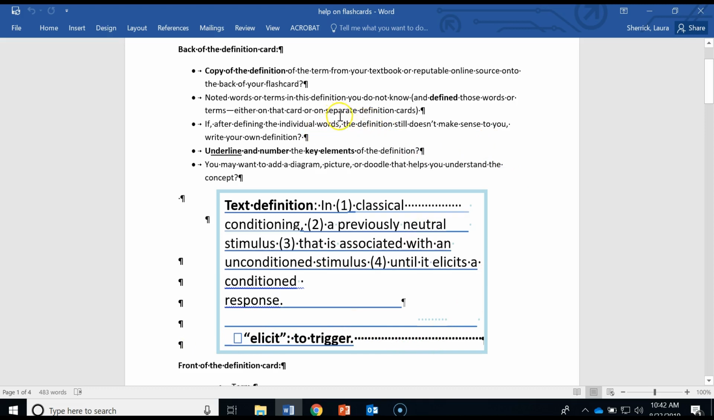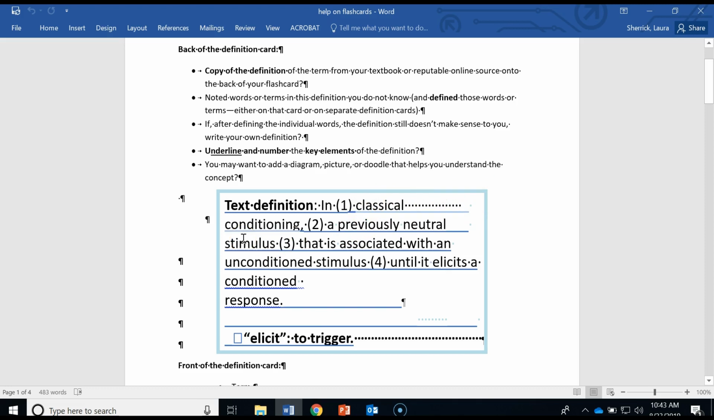The other thing you want to do is if the definition doesn't make sense to you, you need to write your own definition. So if it doesn't make sense what it's saying in the textbook, write your own. If the textbook makes sense, which I think in most cases for the memory it will, the next thing that you need to do is identify the key terms. So in this one, there are 4 key terms, and you would number them first and then underline them, potentially in different colors. So maybe underline number 1 in red and so on and so forth.